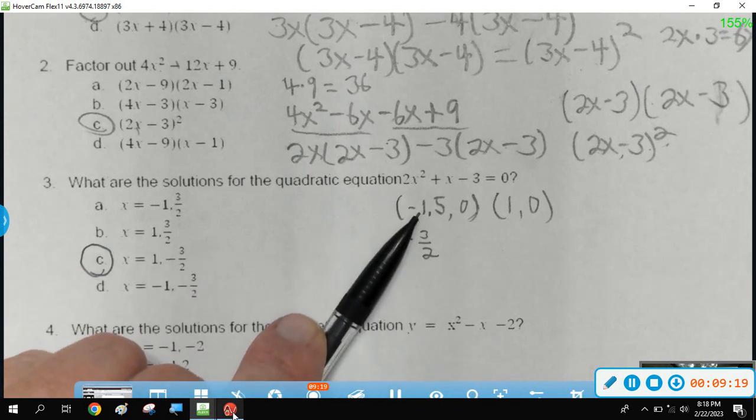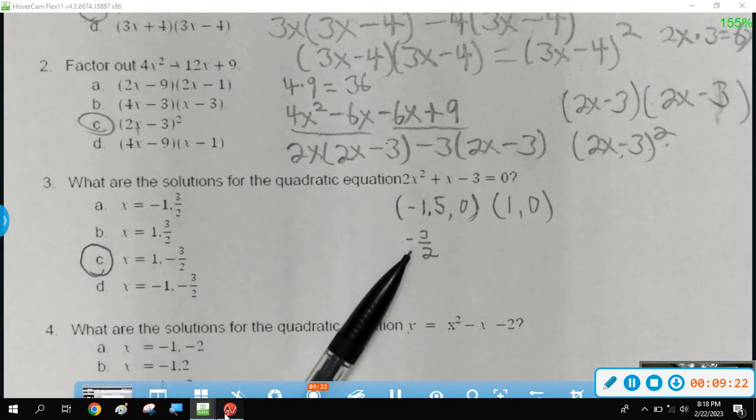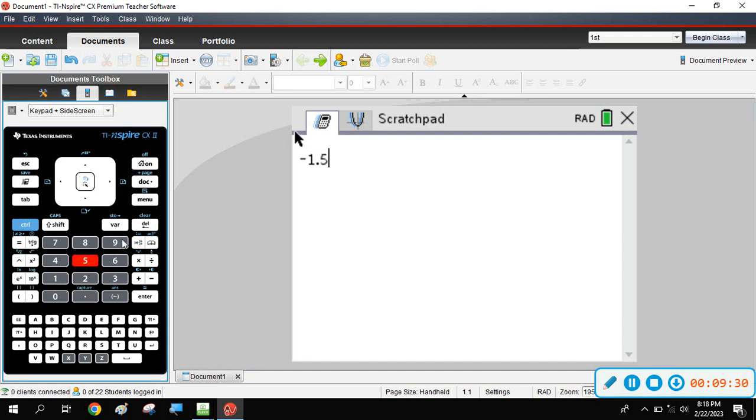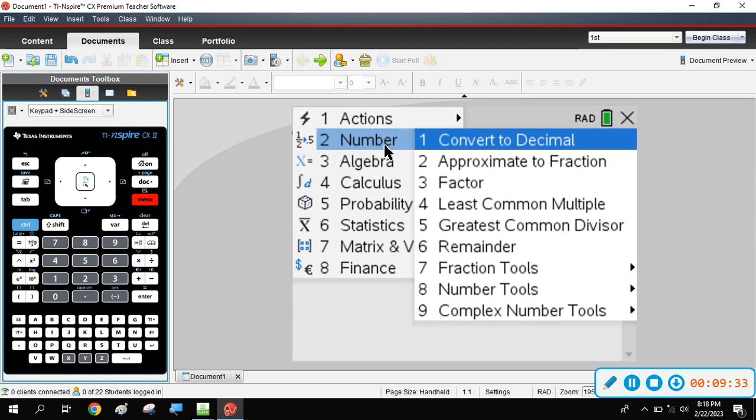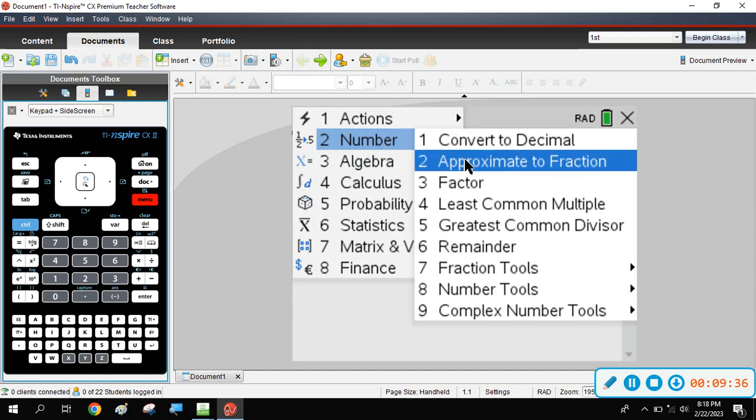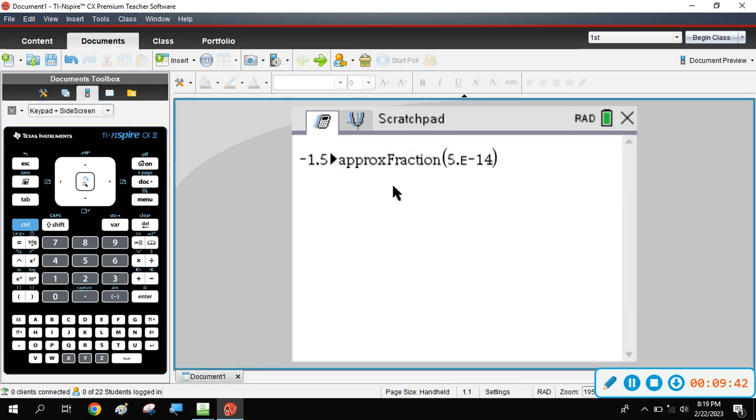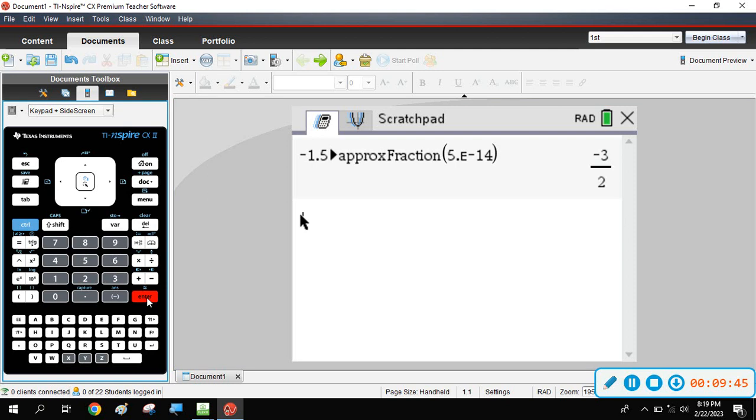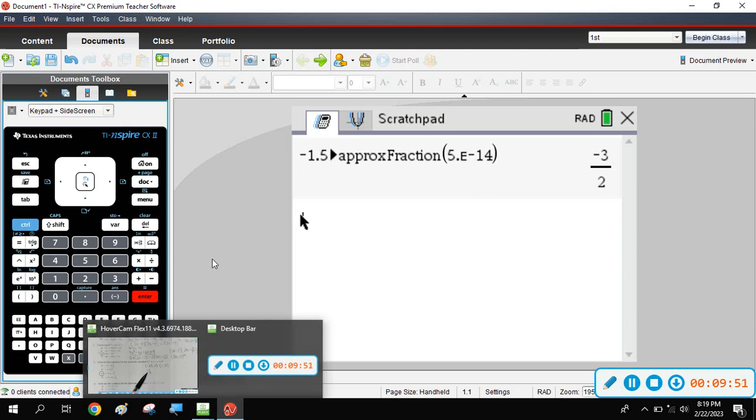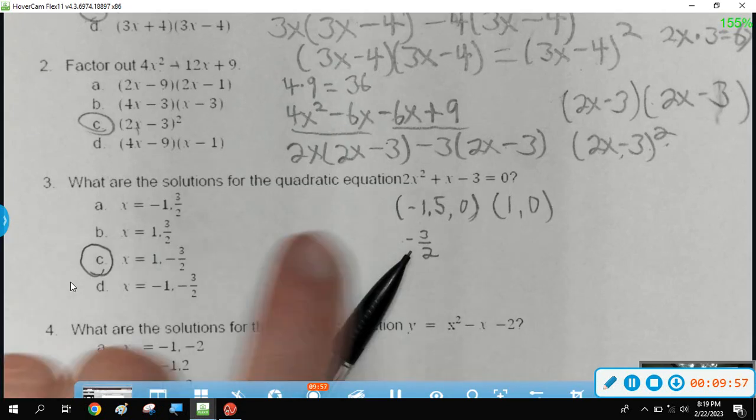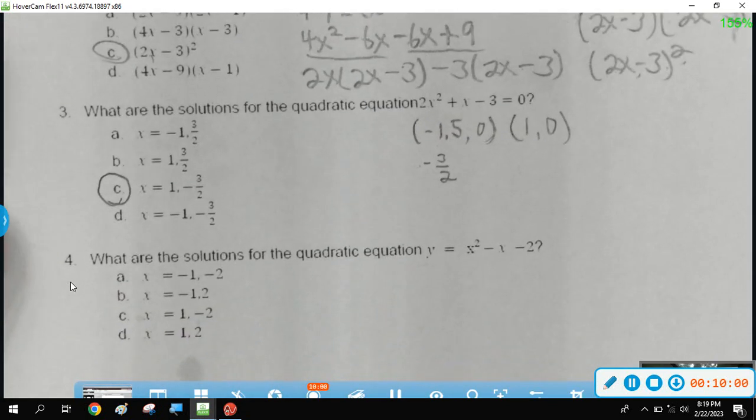Now, if you have problems turning this decimal into a fraction, guess what? Calculator does it for you. Go to the scratch pad. Okay, I can put negative 1.5 in here. And then if we go to menu and you go to number, it'll say approximate to fraction or convert to decimal, either one. If you start with a fraction, you want to make it a decimal. But approximate to fraction, press enter. There you go, gives you the fraction. So no excuse of not being able to tell what fraction the decimal is supposed to be. Calculator does it for you right then and there, and then we come up with the correct answer.